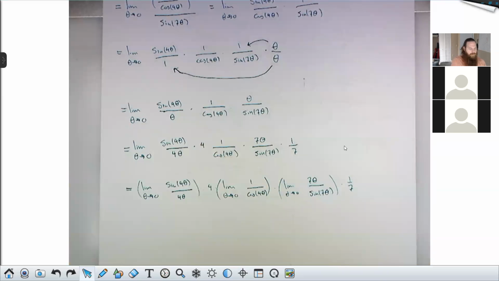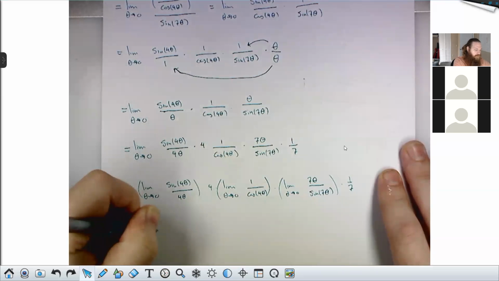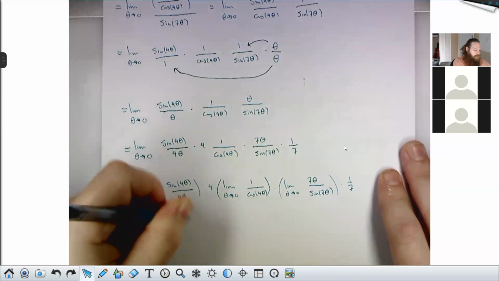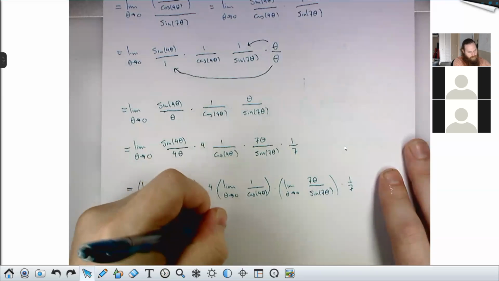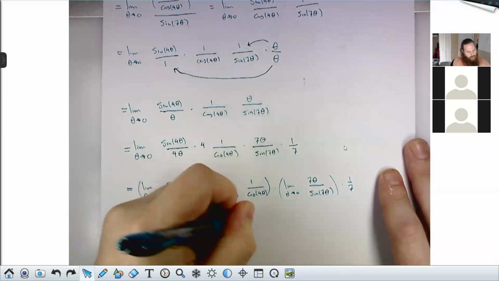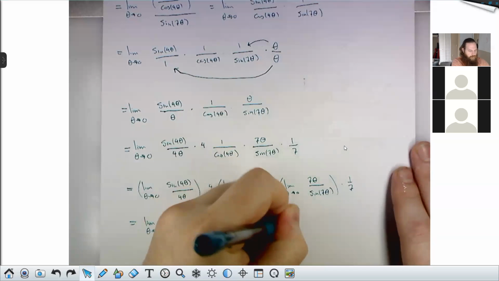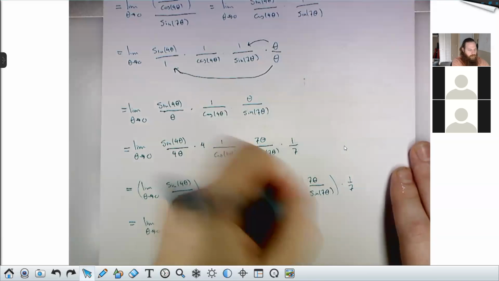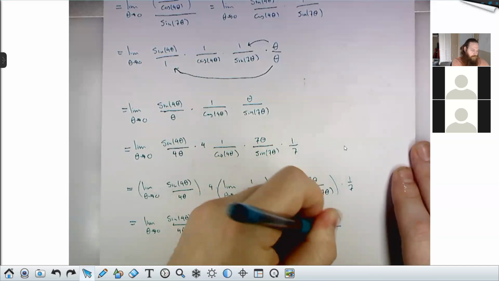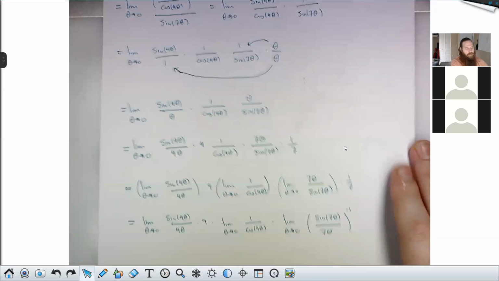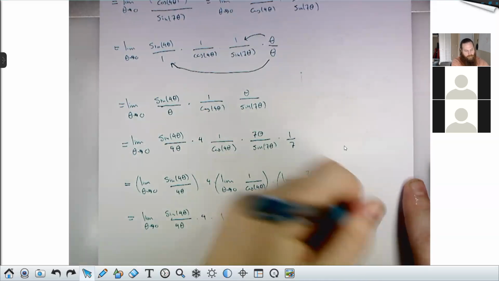And this piece requires a little bit of attention. And what I would do is I would say, all right, this is lim theta to 0, sine 4 theta over 4 theta times 4 times lim theta to 0, 1 over cos 4 theta times lim theta to 0. I'm going to take the reciprocal and then raise it to the negative first. So that makes this look like my sine x over x, and then the 1/7 is here.